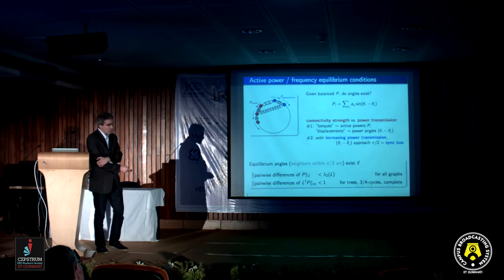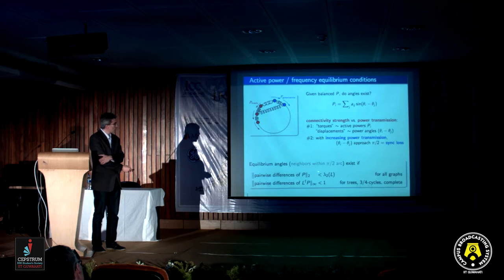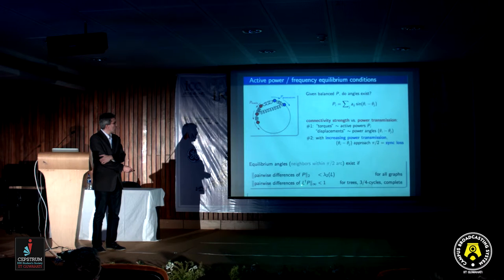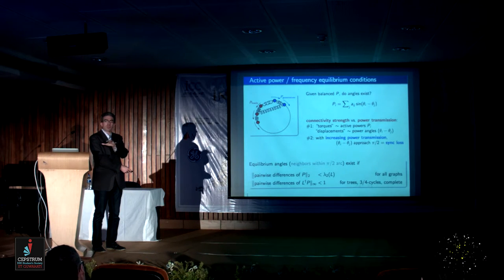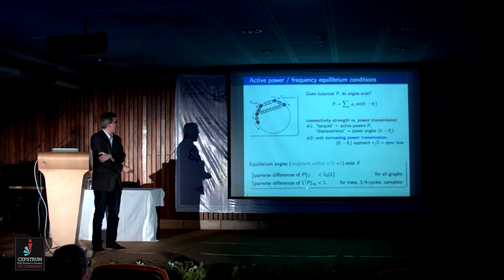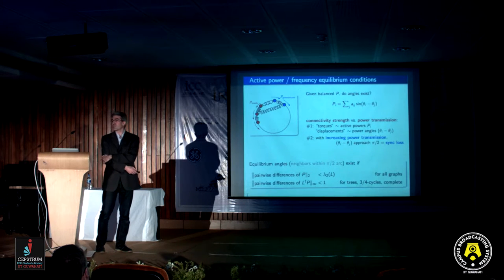Now, we also have sharp conditions, but for graphs that have more structure. For example, if you're looking at a tree, if you're looking at graphs with short cycles, or if you're looking at the complete graph, then I have a different condition, and that says, look at the L pseudo-inverse P. Remember, this L pseudo-inverse is exactly what we had earlier in the case of this spring network with the balanced torques, balanced forces applied to it. And I need the infinity norm, so the maximum of the pairwise differences, to be less than 1. That's an if and only if condition for the existence of solutions.